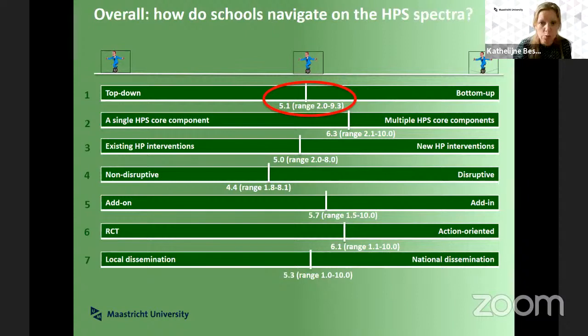So overall, both top-down and bottom-up approaches were applied. Both existing and new interventions were used in schools. And school health promotion was disseminated both locally and nationally. And as said, there will still be huge differences between the countries. And you can see this in the range.